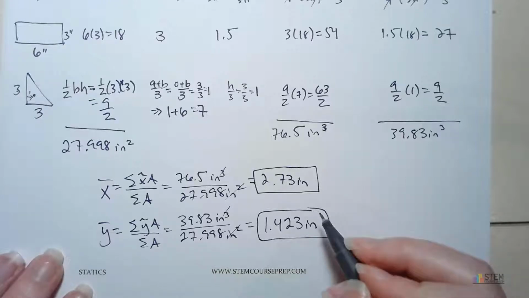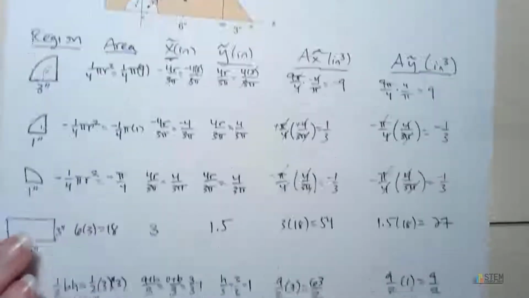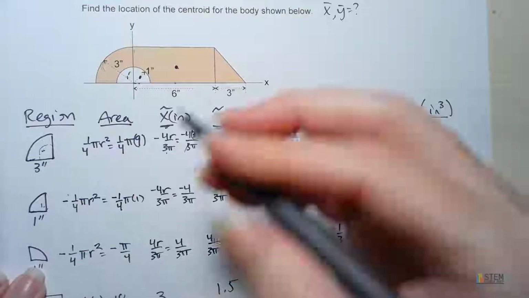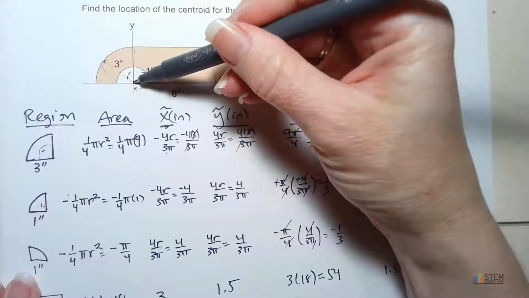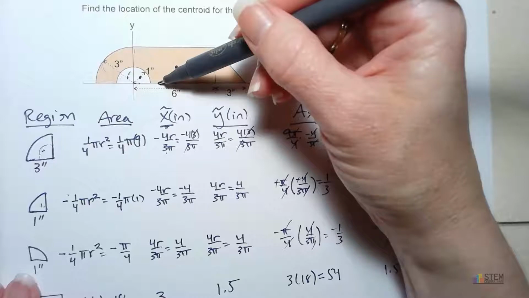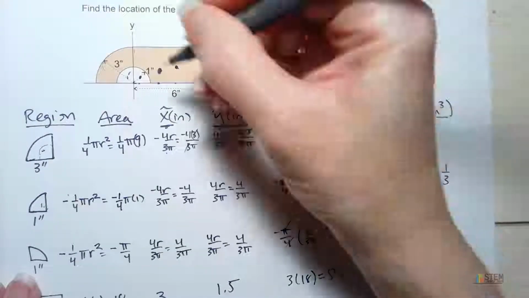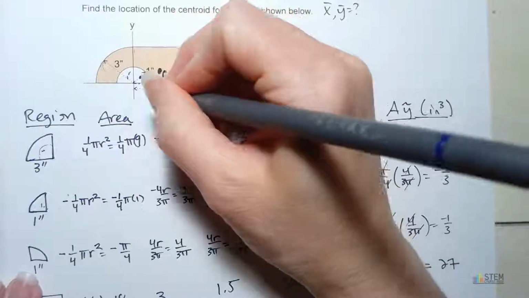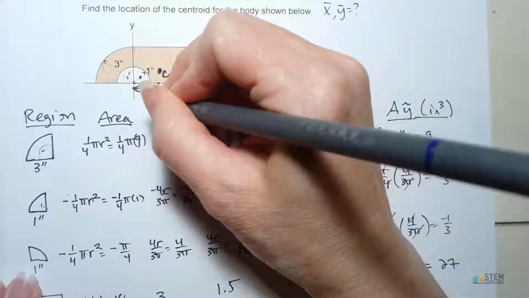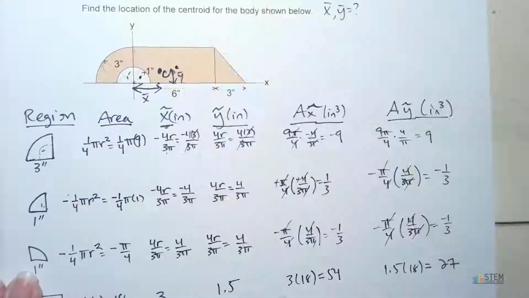So now we have the location of our centroid. When we come back up here, we know where our centroid's located. In the x direction, it's 2.73 to the right because it's positive. So let's just say it's somewhere right in here. And then for y, it's going to be up 1.423. So let's just say it's right here. So this is going to be our C location. This was x bar, and this is y bar.